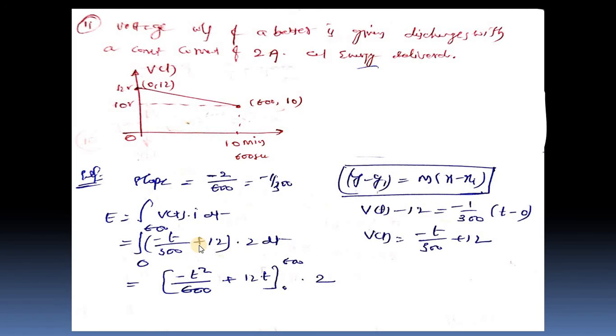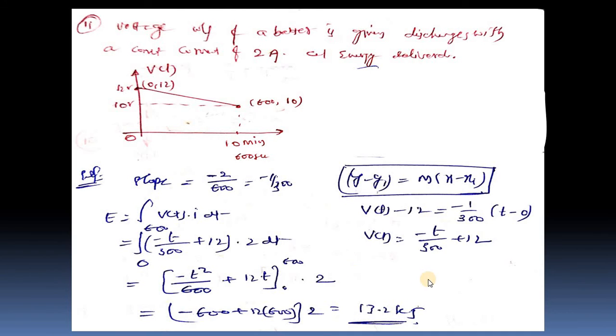So if we do the integration, integral of x is equal to x square by 2, so we get minus t square by 300 plus 12 into t, from 0 to 600. We substitute the limits, and we will get 13.2 kilojoules. So this is the answer.